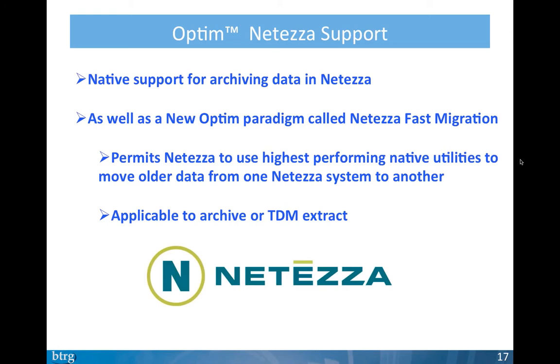So another new capability in 9.1 is extended support for Netezza. So now there is native support for archiving data from Netezza data sources. And also there's a new paradigm called the Netezza fast migration. So what this does is allows Optum to connect and use the highest performing utilities, the Netezza utilities, to move data around. So with Optum, you always want to use native capabilities.